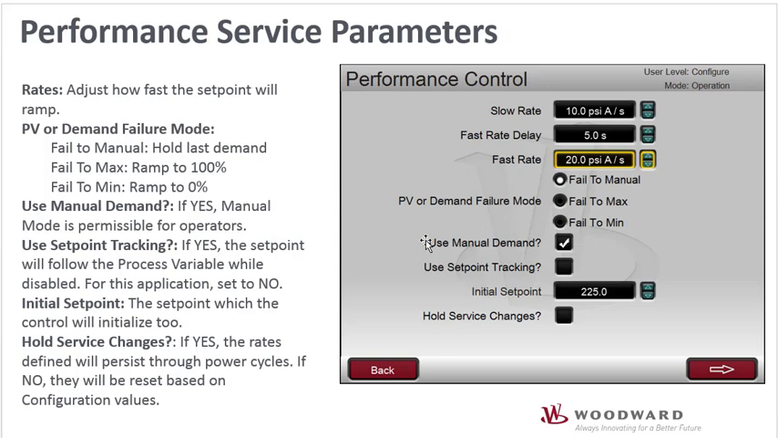You can enable or disable manual demand, so if this is unchecked, then the operator cannot put the performance controller into manual mode. And here you can enable and disable the set point tracking feature, which we covered in configuration. Hold service changes. If this is yes, the rates defined up here at the top will persist through a power cycle. If it's unchecked, then these rates will get reset based on the configuration value of the set point rate.